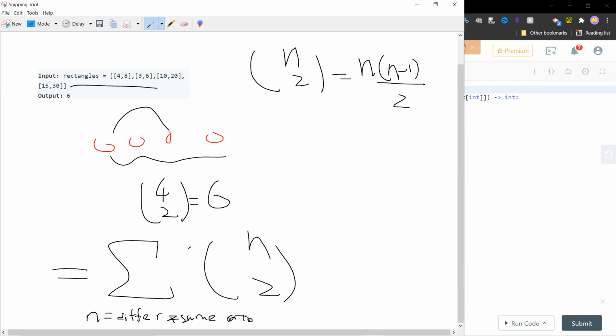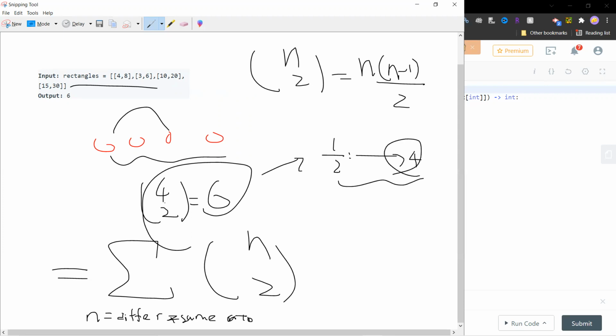In this case, there's only one ratio, which is half. For the half ratio, you have 4 of them, so you just take 4 times 3 divided by 2. In general, let's say you have ratio D1 with N1 of them, ratio D2 with N2 of them, up to ratio DK with NK of them. The answer will be just the summation of Ni choose 2.